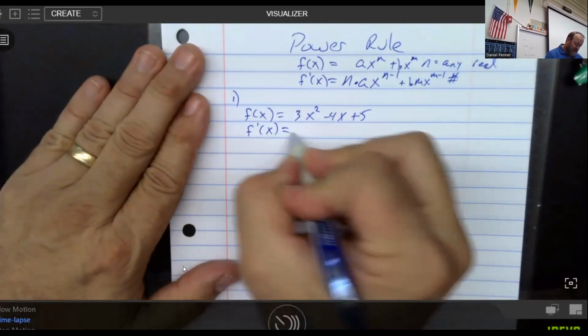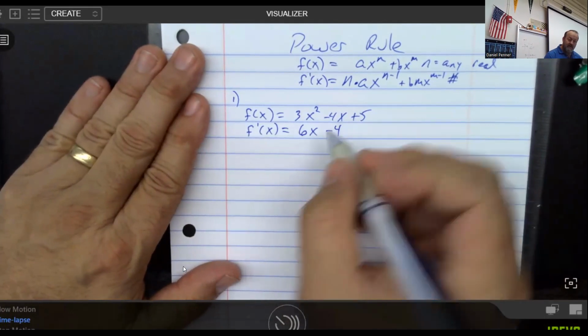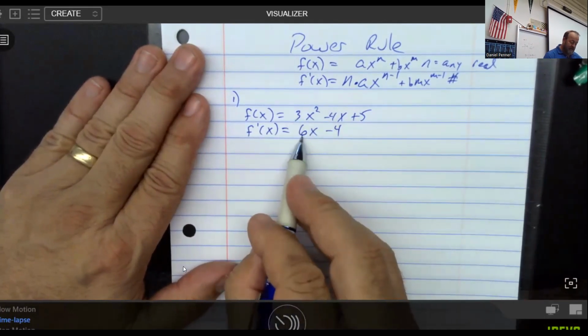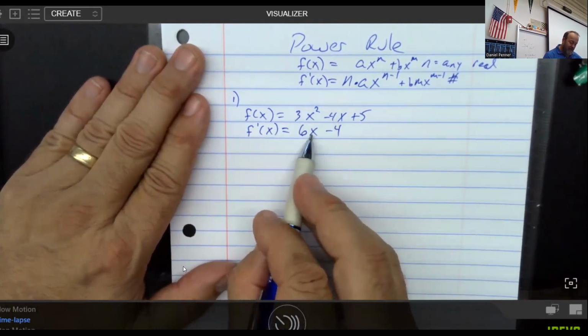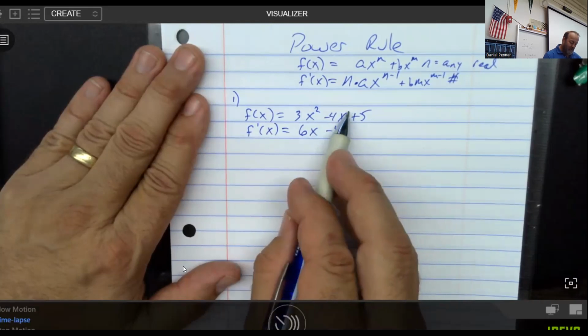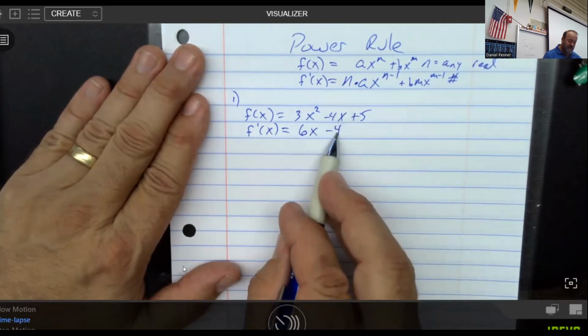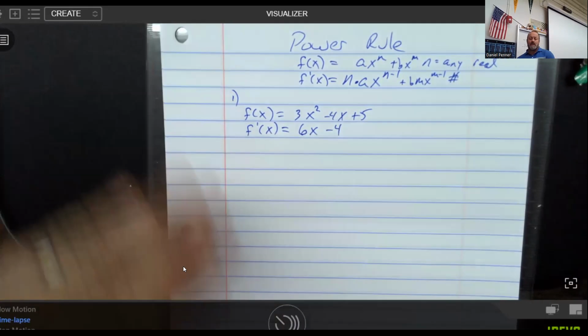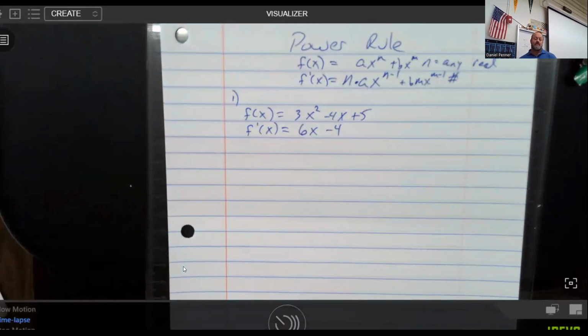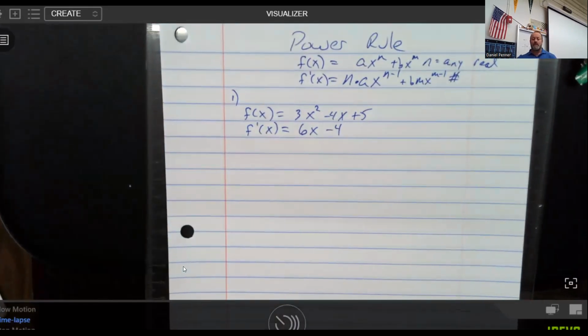But a derivative of this would be easy. 2 times 3 is 6. We're going to decrease the exponent from a 2 to a 1. Here, this is 1 times 4, which of course is 4. This is x to the 0, but x to the 0 disappears, and the derivative of any constant, remember, a constant's a horizontal line whose slope is 0, so it's gone. So I have a simple, quick derivative.